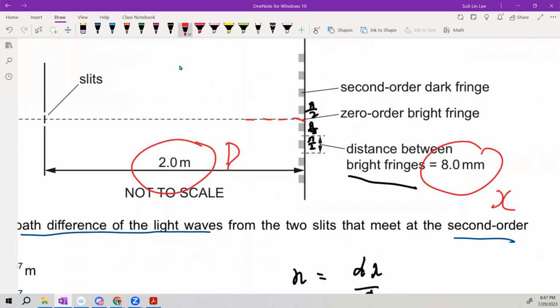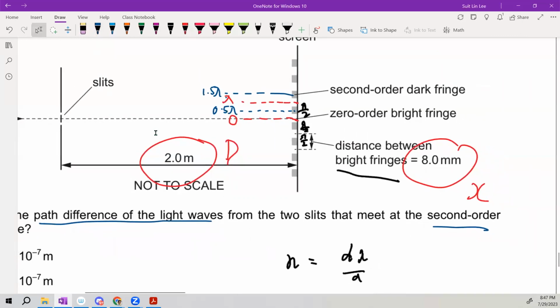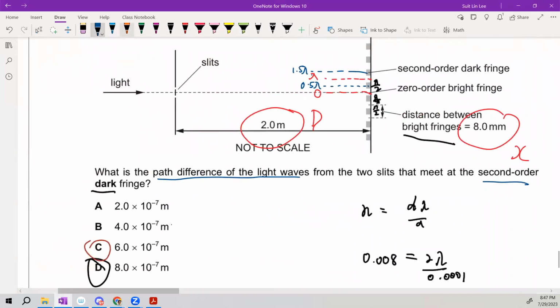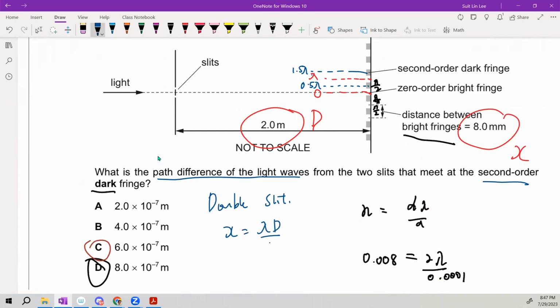This one is bright. Path difference is 0. This one is dark. 0.5 lambda. This one is bright. 1 lambda. This one is dark. 1.5 lambda. Okay. So you need to use d sine theta. No, don't use d sine theta. Sorry. When you see double slit, we're going to use x is lambda D over a, or lambda is ax over D. Okay, so we find lambda first.